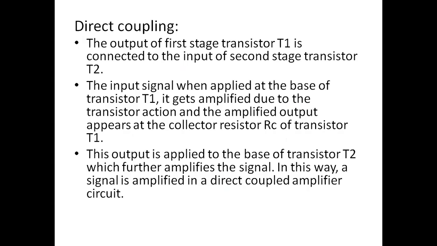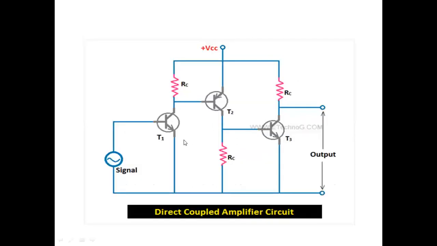The input signal which we apply at the base of the first transistor is amplified by this transistor, and it is given to the second transistor. There is no coupling device between these two stages. So what is the drawback of this coupling? There is no coupling device, no capacitance, and no transformer.